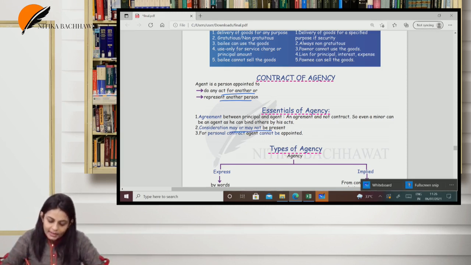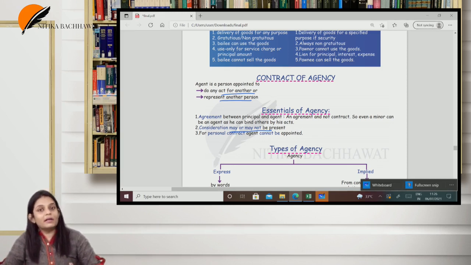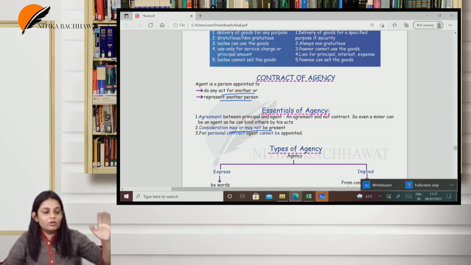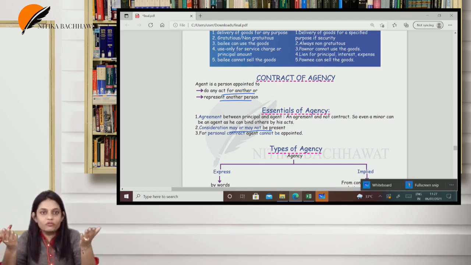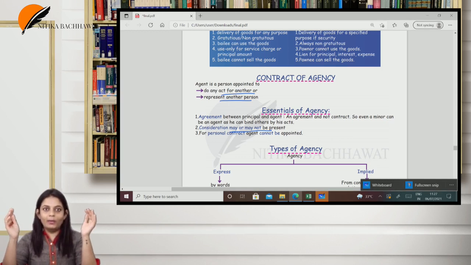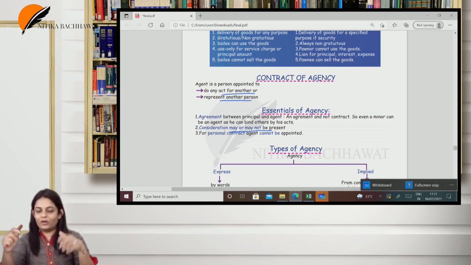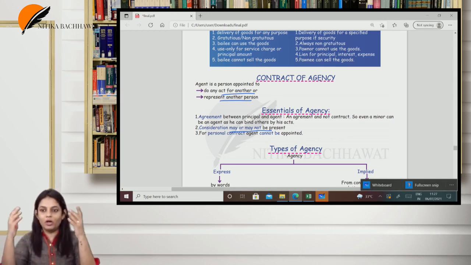Then consideration may or may not be present. In agency, consideration may or may not be present. If you remember the case where I told you, you act as an agent for your mom and the balance goes in your pocket, you are getting consideration. On the other hand, you act as an agent for your dad, and dad thinks, oh my god, even 1 rupee change I will get back from him. I cannot keep anything in my pocket, so I am not getting anything. Still I am acting as an agent for him.